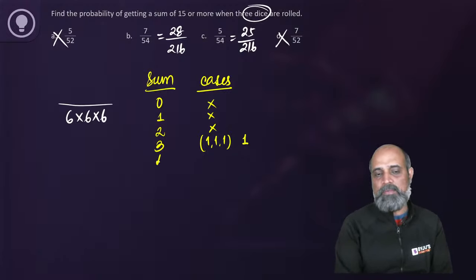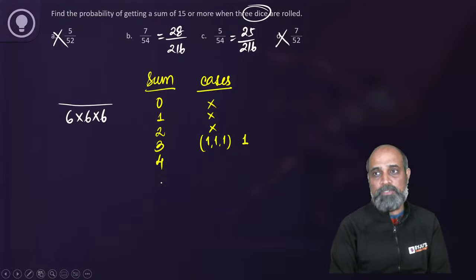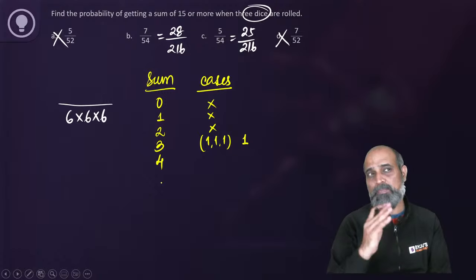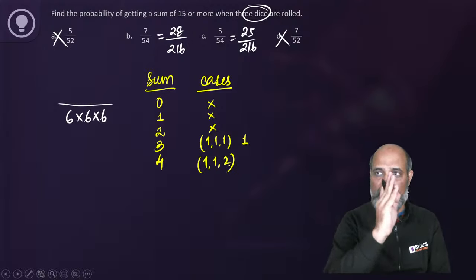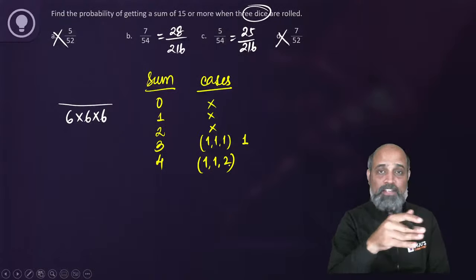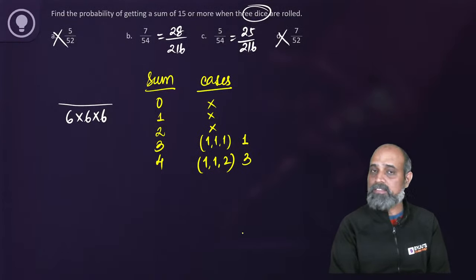Okay, next is sum as 4. Is it possible? Yes. 4 can only happen with 1, 1, 2. So if we take 1, 1 and 2, how many cases are we going to get? We can have 1, 1, 2, we can have 1, 2, 1, we can have 2, 1, 1. So we're going to have 3 cases.